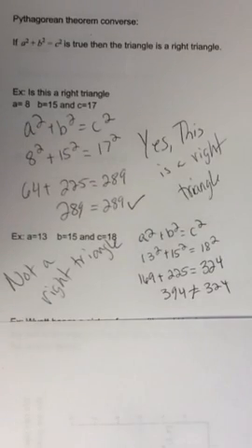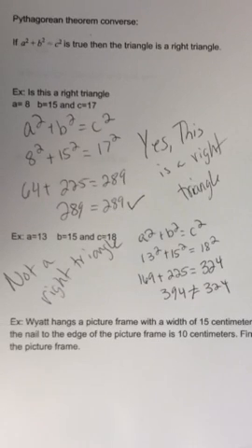So basically you're using your Pythagorean theorem to check the answers, make sure that they do in fact equal each other, and if they equal, they are right triangles. Okay?